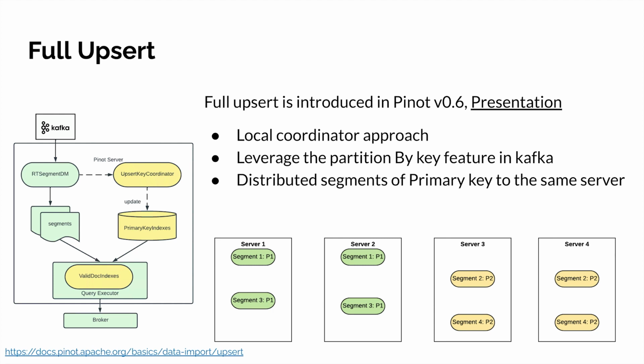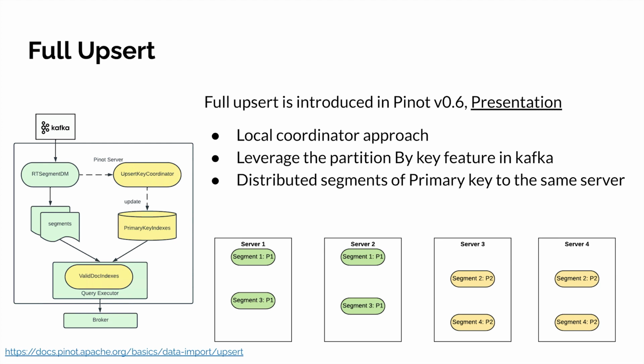We have multiple components for the Pinot upsert. First, we have this upsert local key coordinator to keep track of the primary key to record location mapping. And second, we have this valid doc index at the segment level to keep track of the records that are valid. For example, your most recent record should be marked as a valid record, and the previous records sharing the same primary key are marked as invalid. So when your query is executed, you will be able to filter out these valid records.